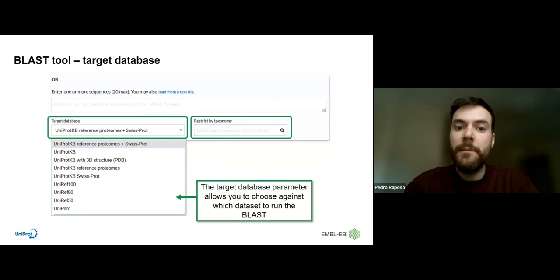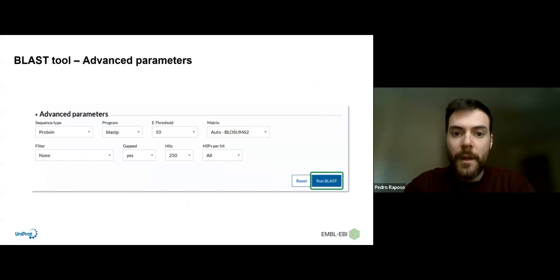After that, you can select the database to run BLAST against. You can select the whole UniProt Knowledgebase or just SwissProt, our reviewed dataset. You can also restrict the search to a specific taxon. Below that, you have advanced parameters if you are looking for something more specific. After adding all of this information, if you want to change, for example, the substitution matrix, the E-value threshold, or the number of hits, then you can run the BLAST.